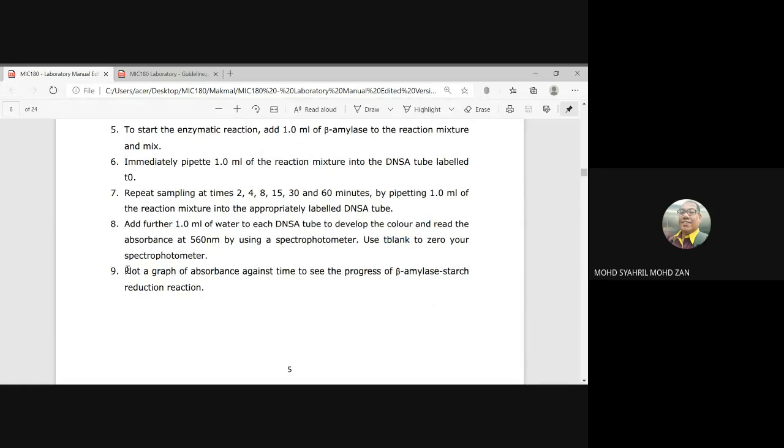Okay, so last one, number 9, you have to plot the graph of absorbance, which is the y-axis, against time, which is the x-axis, to see the progress of the beta amylase starch reduction reactions. Okay.